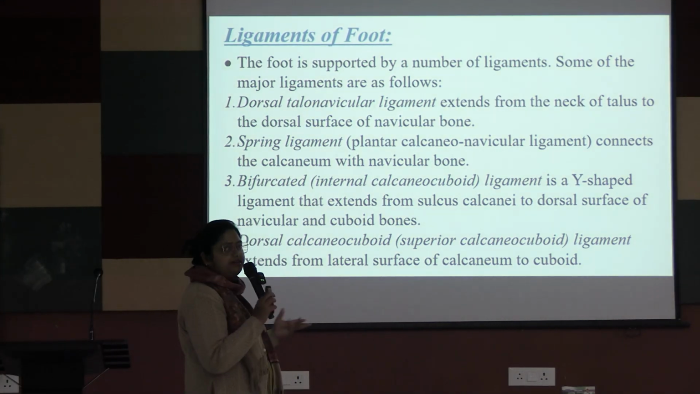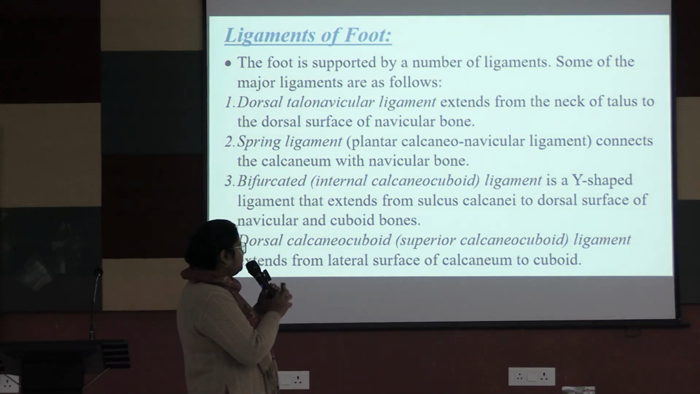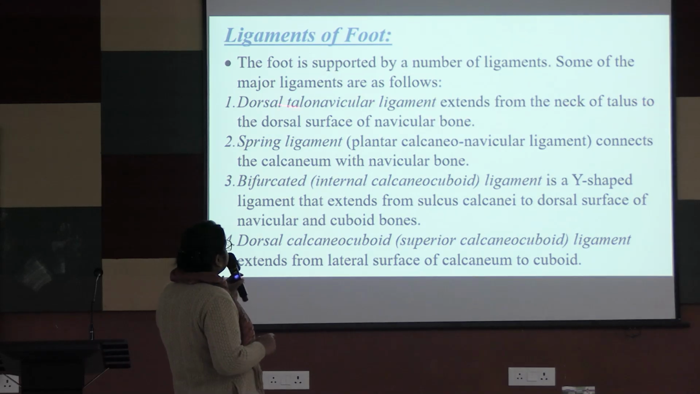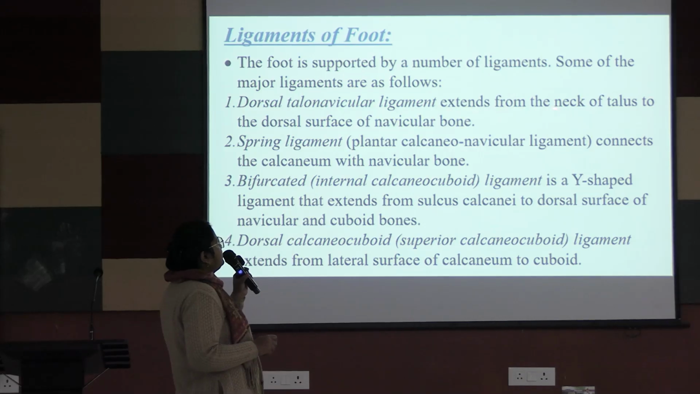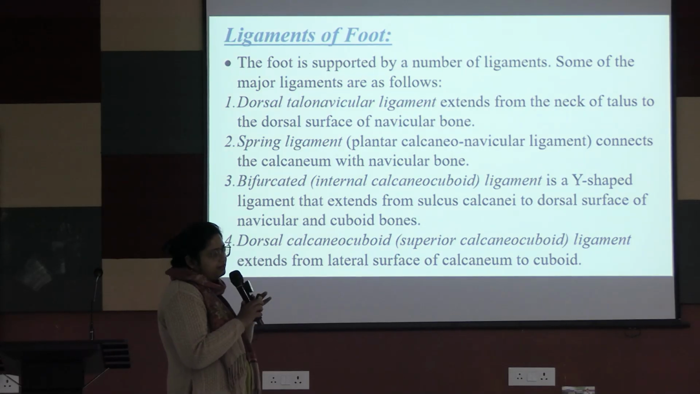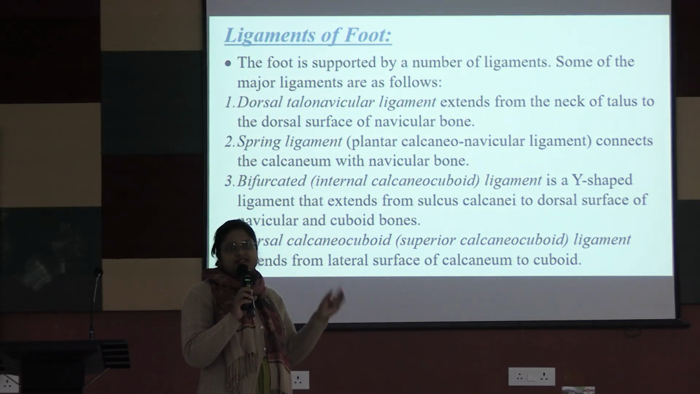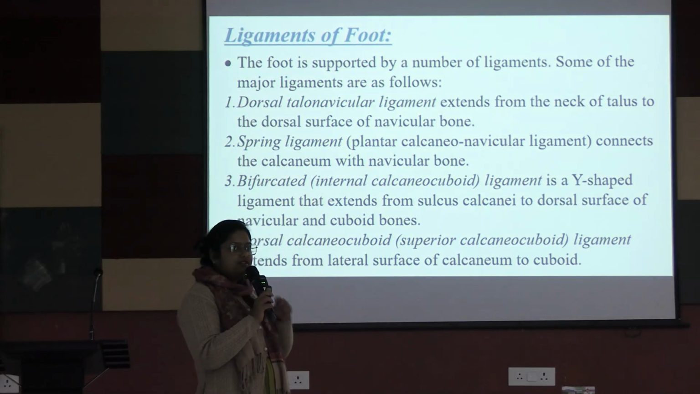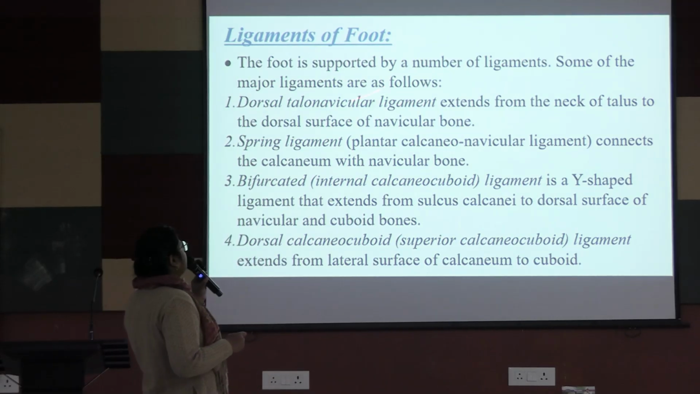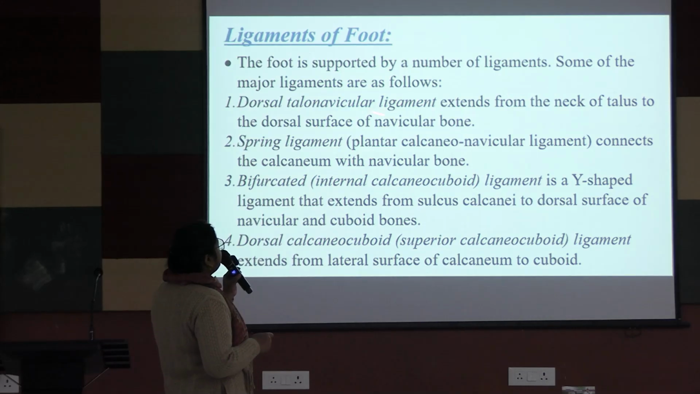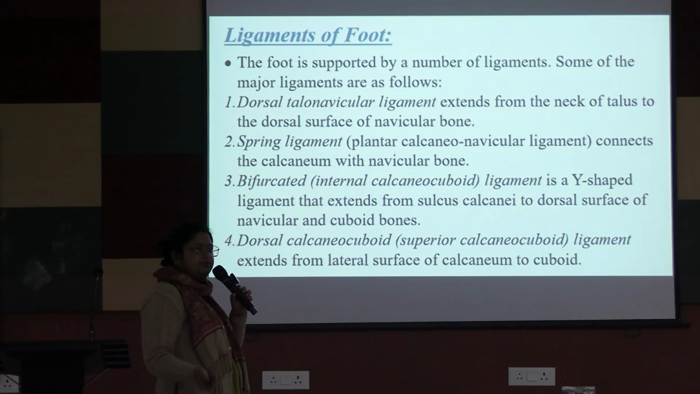Next we are going to different ligaments in detail. Ligaments of the foot. The foot is supported by a number of ligaments, and some of the major ligaments we will discuss. The dorsal talonavicular ligament: you can remember from the name. Dorsal means it is located on the dorsal surface, connecting the bones named here. So dorsal talonavicular, connecting the talus and navicular on the dorsal surface. That's how you describe it. It extends from the neck of the talus to the dorsal surface of the navicular bone.